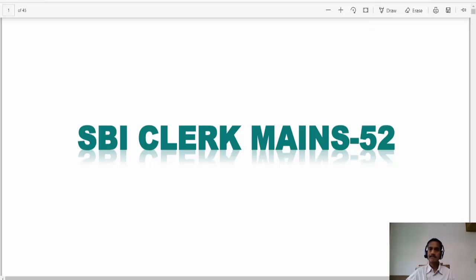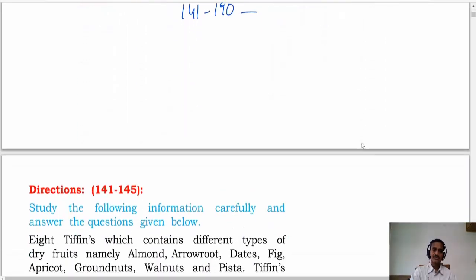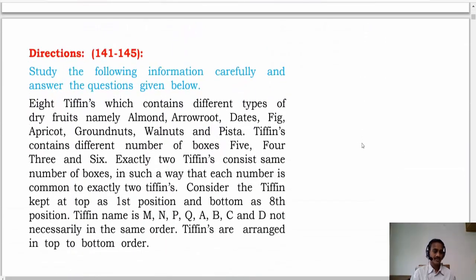question numbers 141 to 190, a reasoning section. Now in this reasoning section there are some 50 questions, 141 to 190. Now we are going to discuss this 141 to 190. Now first, question numbers 141 to 145.